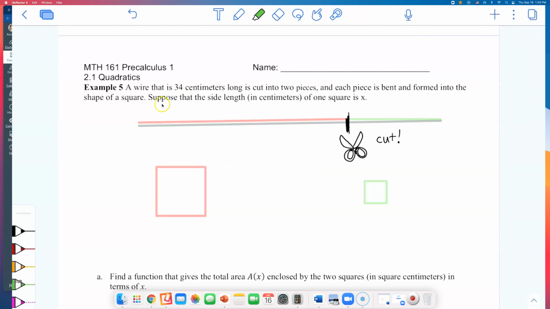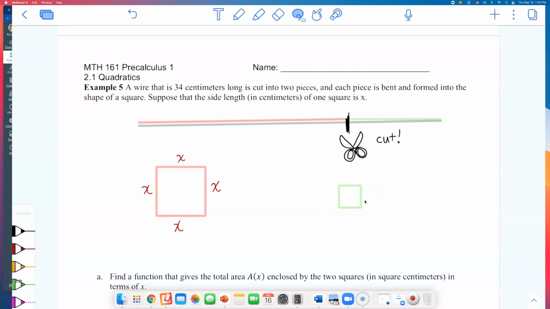All right, what do they want? Suppose that the side length in centimeters of one square is x. How about I just make this one x? But if this is a square, all 4 sides are congruent. So all 4 sides are just x's, right? Is there any way for us to write a dimension for this green square?